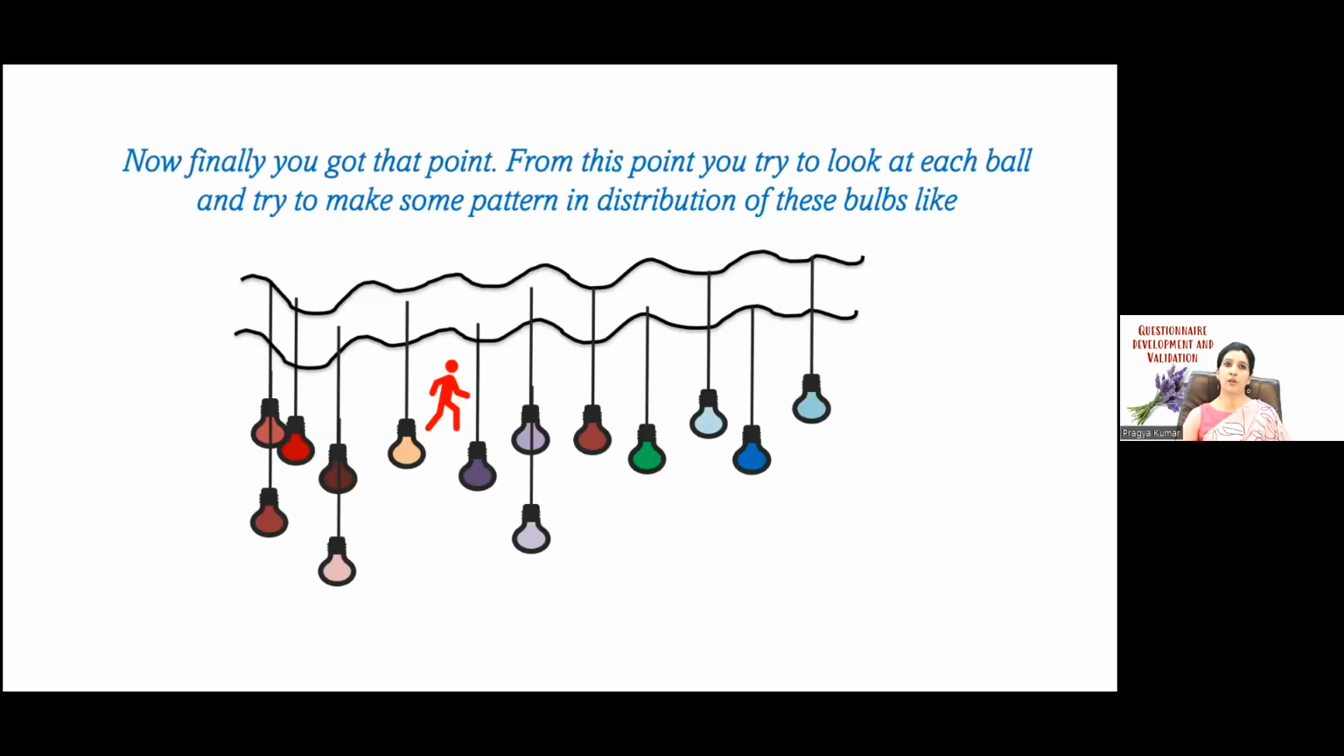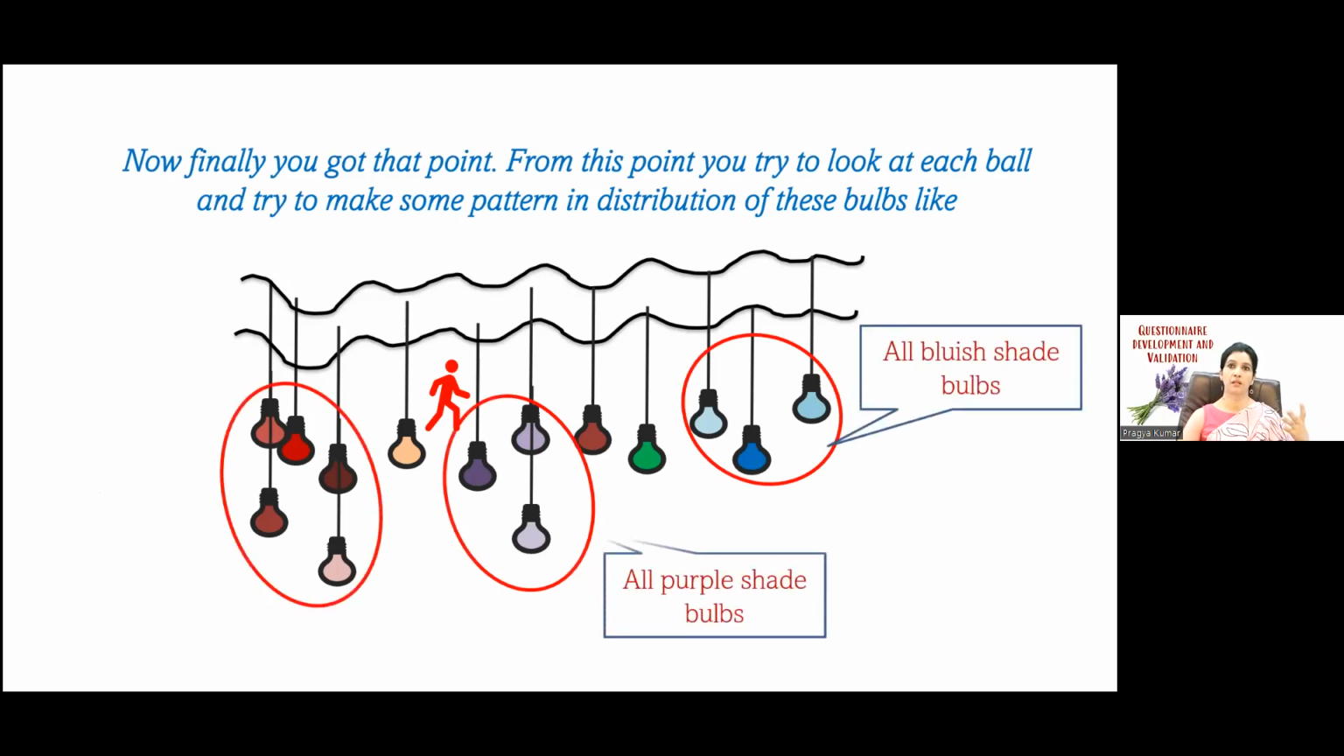So now you finally got one point, and from this point you look at all the bulbs and try to make some pattern in the distribution of these bulbs. You can club them together, like all bluish shade bulbs in one group, purple shade bulbs in one group, all reddish shade bulbs in one group. So you are standing at a place where the sum of the distance is minimum, and then you are clubbing these together. This concept is known as the rotation.